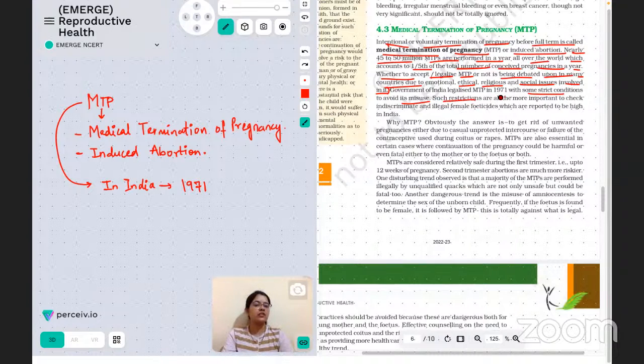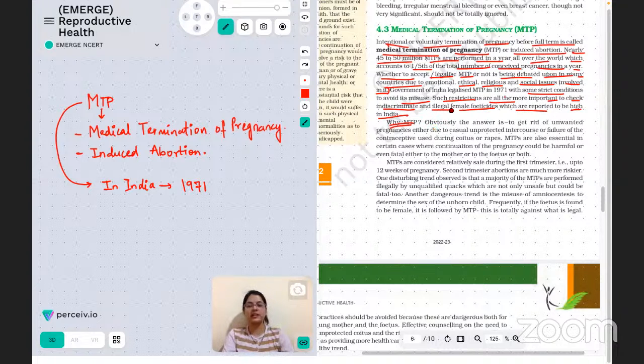Now, such restrictions are all important to check the indiscriminate and illegal female feticide, which is reported to be very high in India. Now the question arises: why MTP? वो MTP जब इतना ही है तो क्यों इसको बहुत ज़्यादा popularize किया है या बहुत ज़्यादा इसको legalize कर दिया है इंडिया में?